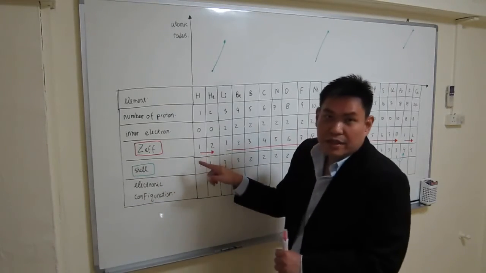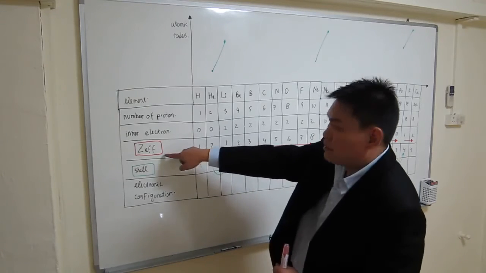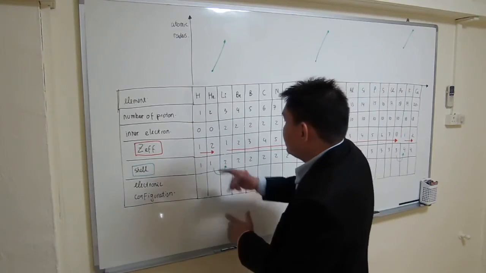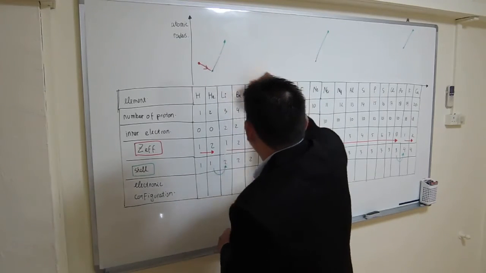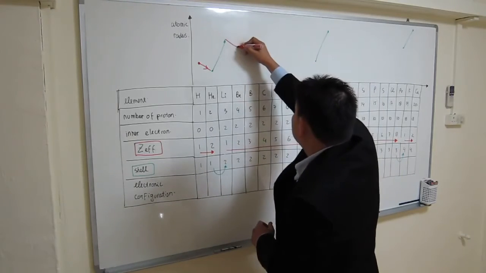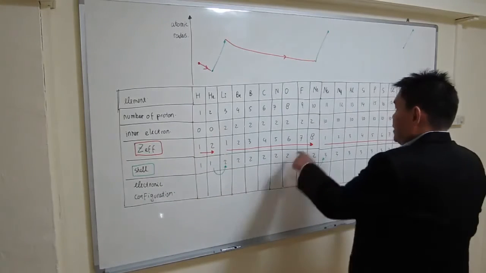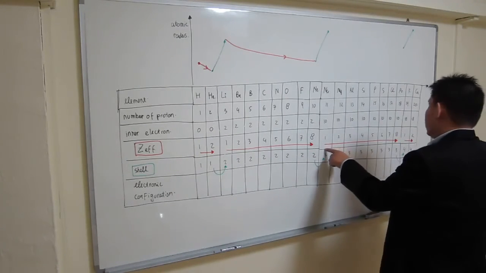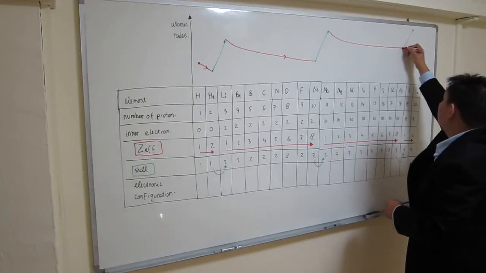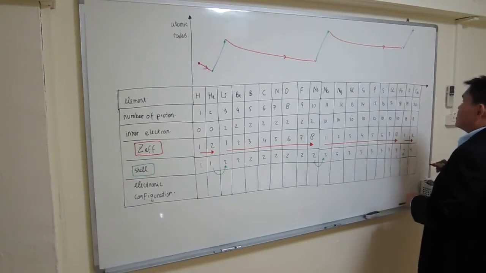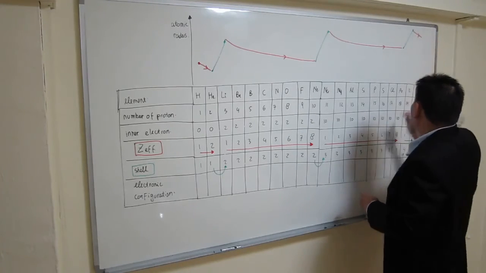And also we need to take into account the effect of effective nuclear charge. So it's a gradual decrease from hydrogen to helium. Also a gradual decrease from lithium to neon, and also a gradual decrease from sodium to argon, and a slight decrease from potassium to calcium.